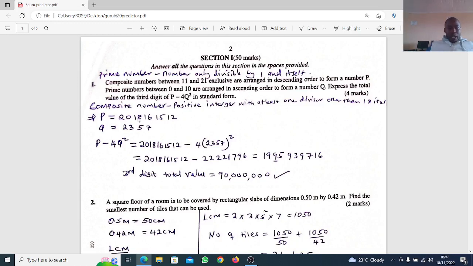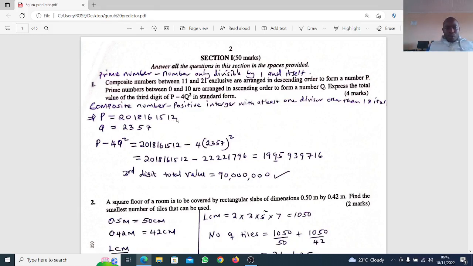18 is a composite number because it has more divisors. 16 it is, 15 it is because it has 3, 5, and several. 12 it is, and 11 is not, because apart from 11 and 1, there is no other divisor for 11. And therefore, this is the number formed here.